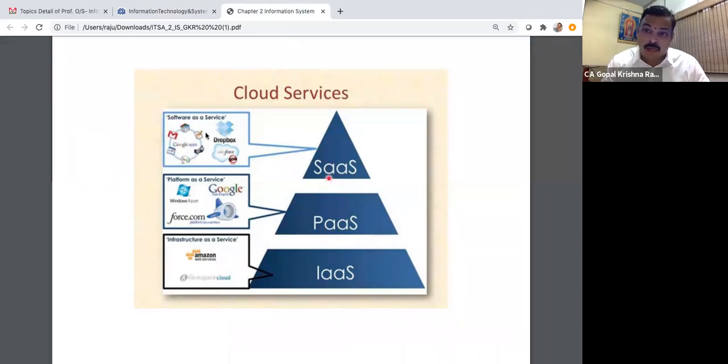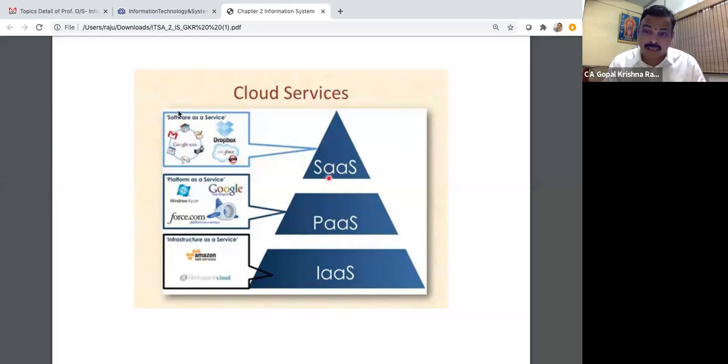I'm sure all of you know what Dropbox is. A Dropbox is a place where you actually save data. So rather than keeping everything in your laptop, you drop your data and store your data in a SaaS, software as a service. So you keep your information there. So Dropbox, and so many softwares are given as a service by their respective service provider, the cloud computing service provider.